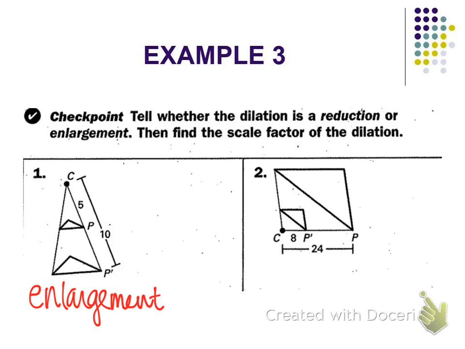So, remember. How is it 2 over 1 when it's... Let's talk about it. Calm down. So, when we find a scale factor, on top, we go from C to where? P prime. C to P prime is 10. On the bottom, we go from C to P, which is 5. 10 divided by 5 is 2. So 2 over 1, or just 2, would be the appropriate scale factor. Questions, concerns?